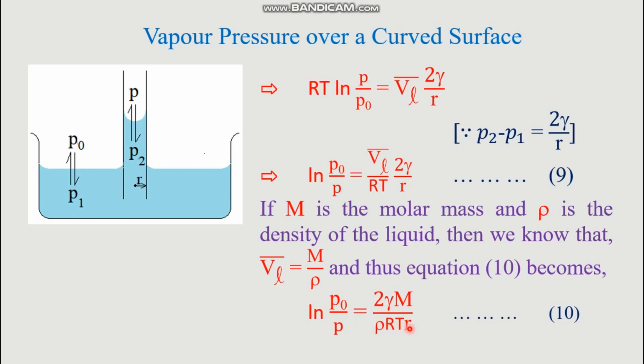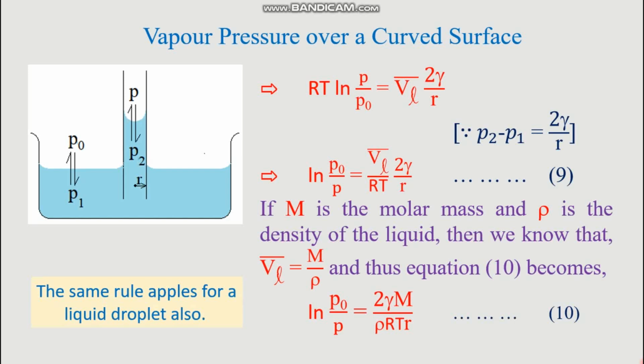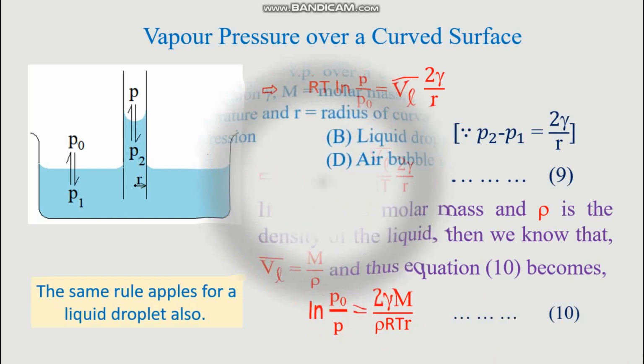We know the physical significances of all these parameters: gamma is the surface tension of the liquid, M the molar mass of the liquid, rho the density of the liquid, R the universal gas constant, T the temperature, small r the radius of the capillary as well as radius of the curvature, P0 the vapor pressure over the bulk, and P the vapor pressure over the meniscus. And this equation is also applicable for liquid droplets. That means where you have a single surface, in that case a curved surface must have a vapor pressure relationship like this, equation number 10.